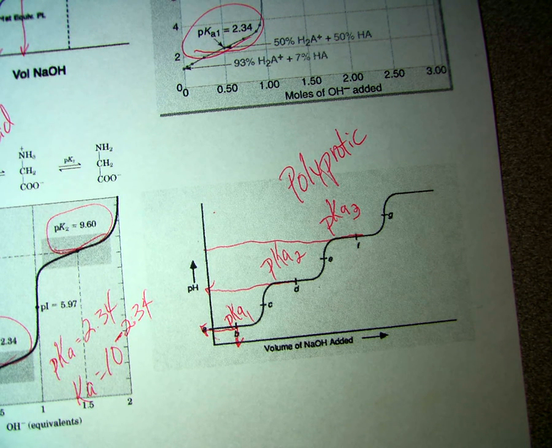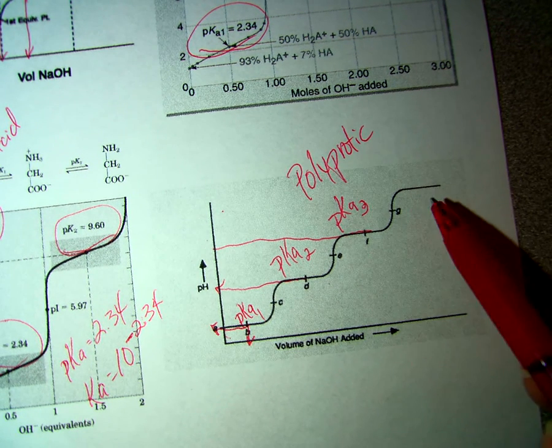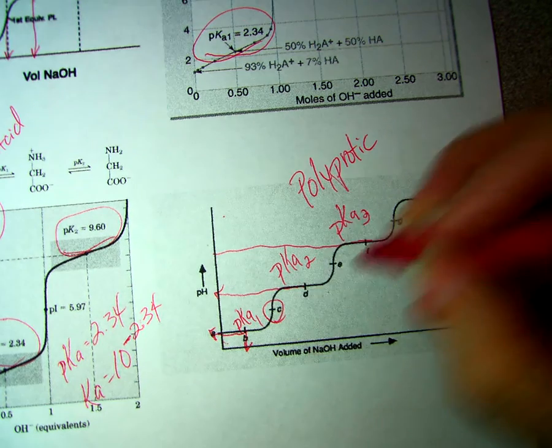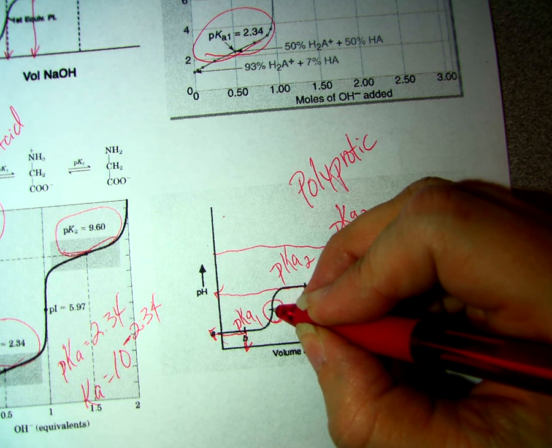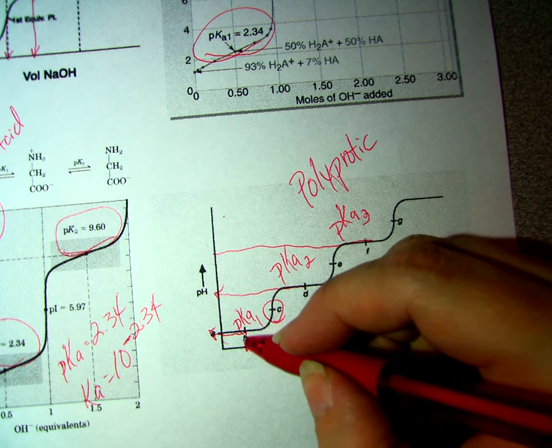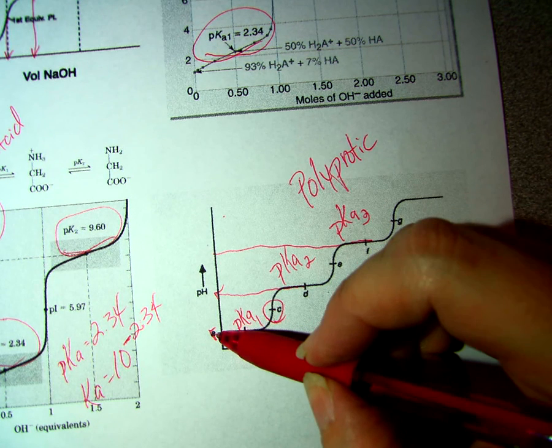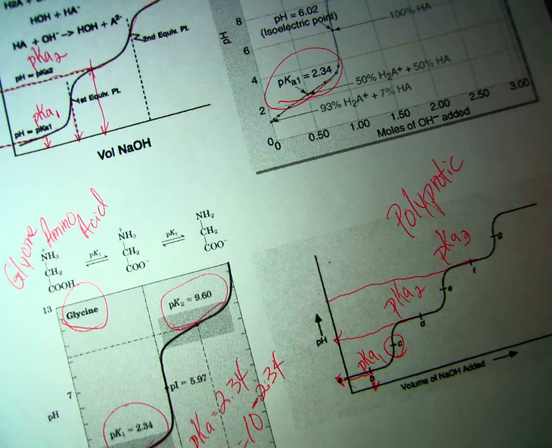They might, on this, you see how it's labeled A, B, C, D, E, F, G? They might ask you what those mean. So this would be the equivalence point for the first dissociation. This B point would be the half equivalence point. A would be the pH or the pKa of 1. They would ask you just to tell them what that is. Questions?